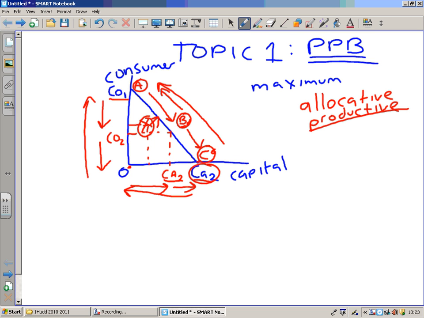Okay, and that is the end of this topic. What I want to move on to in the next topic is what makes a production possibility boundary diagram shift.